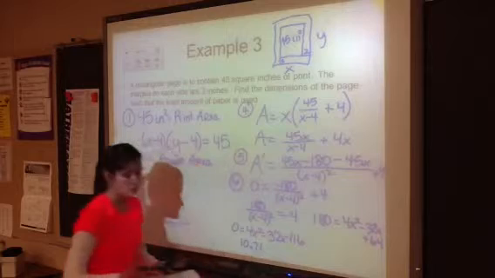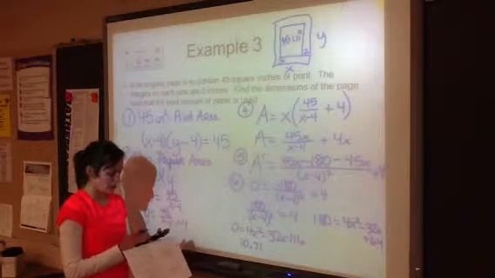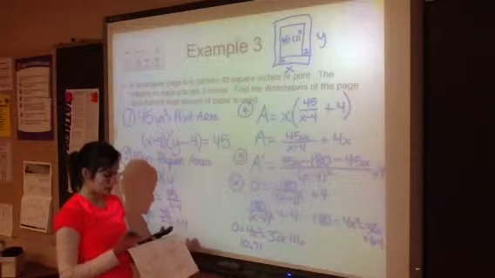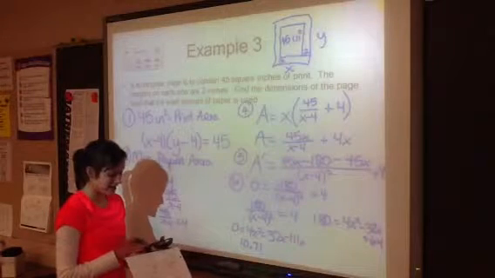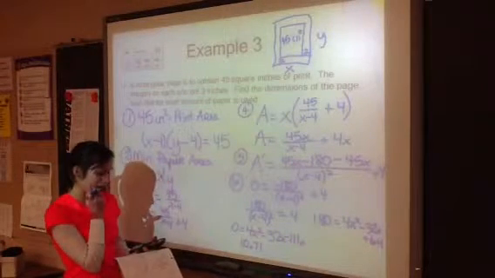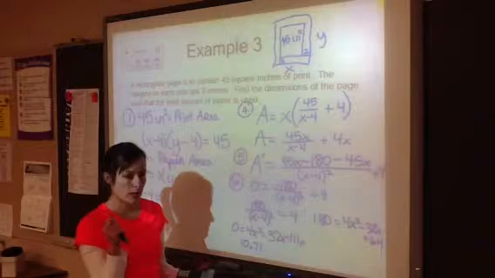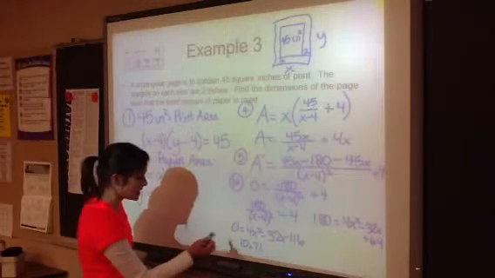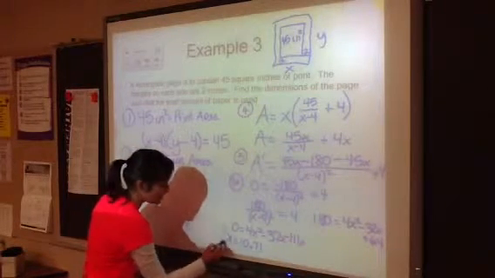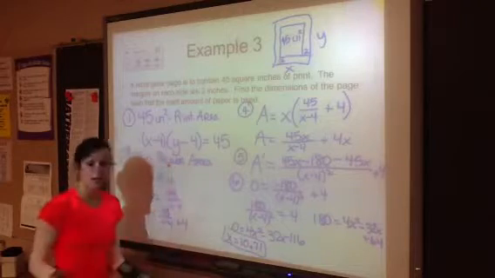10.71. So then I'm going to do the negative, so I'm going to subtract my square root, and it would give me a negative answer of negative 2.7. So I'm not going to include that because a page can't be negative. So x equals 10.71. Yay, go you.